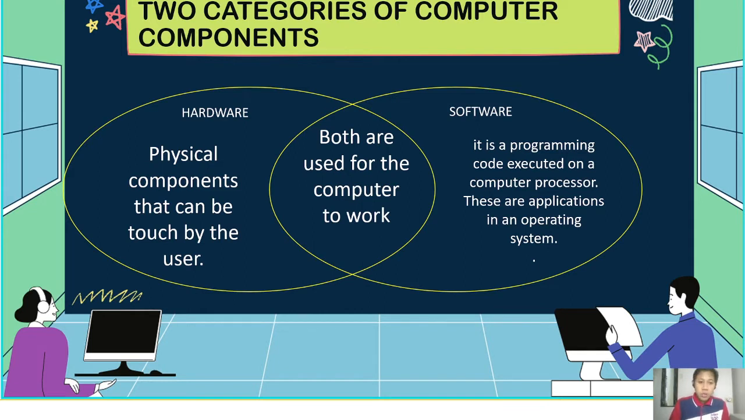When we say hardware, class, it is the physical components that can be touched by the user. So, yun yung mga bagay na nahahawakan mo, nararamdaman mo habang gumagamit ng computer. When we say software, on the other hand, it is a programming code executed on a computer processor. So, ito yung mga programs o yung mga tinatawag nating apps na nagra-run sa ating mga hardware.